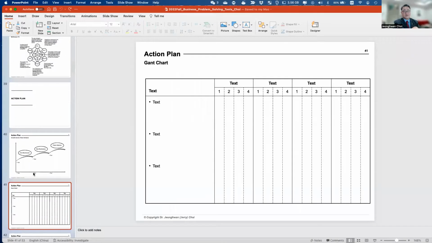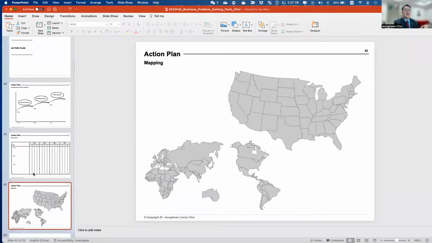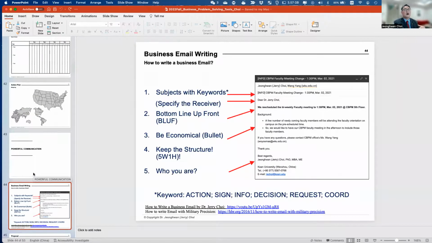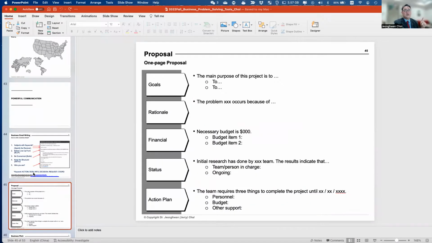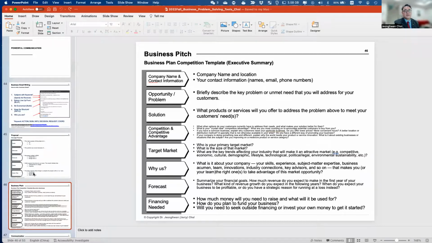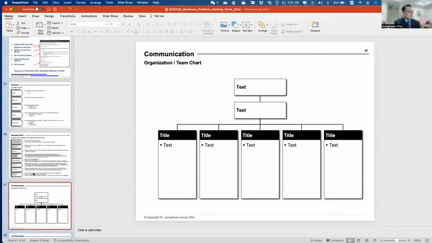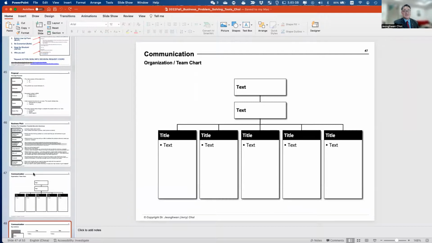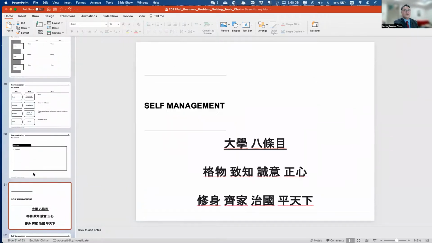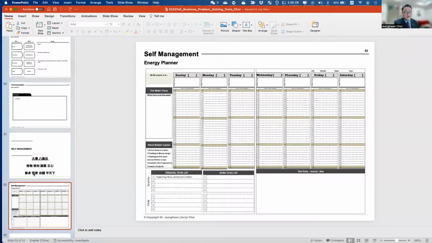When we have this kind of analysis, we can build up the action plan: action plan, growth strategy, Gantt chart, PERT chart, and a number of mappings. In order to make a presentation and PowerPoint communication, we start with how to write an email. And there must be the 1-page proposal in the business world. How many pages do we need? Just 1 page. Then the business plan competition template, organizational structure, key sentences, and a few communication tools. And then there must be self-management. I will introduce my tool, the energy planner.